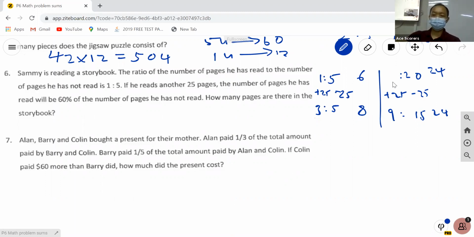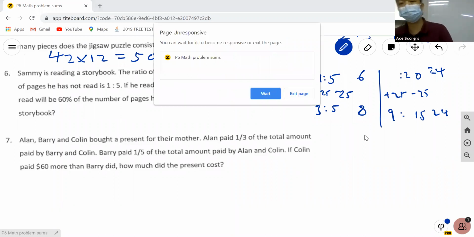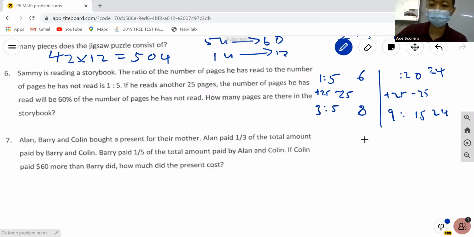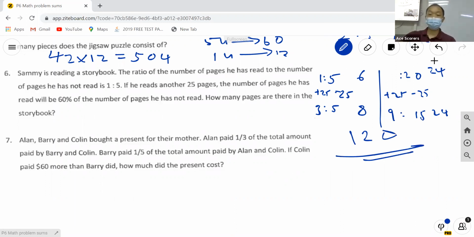Okay, so we know that 5 units equals 25. How many pages are there in the storybook? 5 units is 25. What's 1 unit? 1 unit is 5. So 24 units will be 120. So total is 120. Okay, 120 pages in the book.